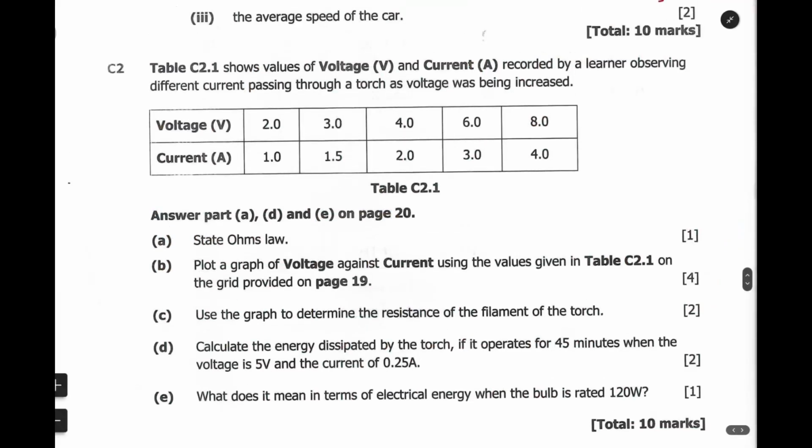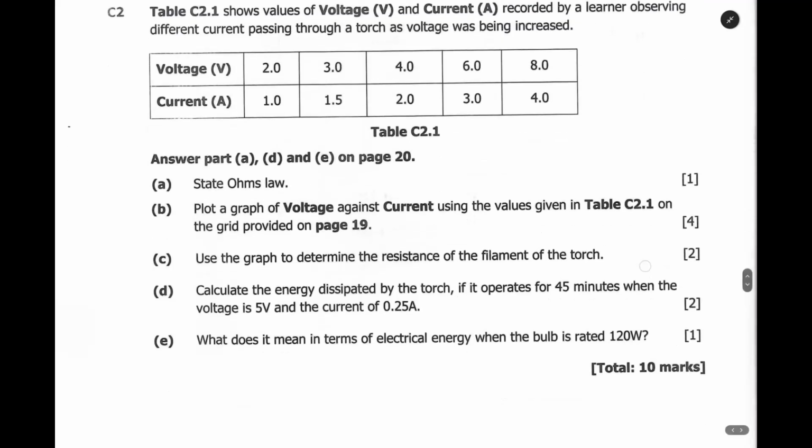Okay, so let us answer question C2 now. Table C2.1 shows values of voltage and current recorded by Elena, observing a different current passing through a torch as voltage was being increased.